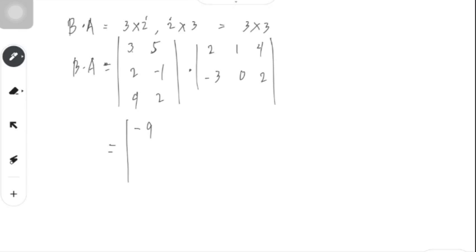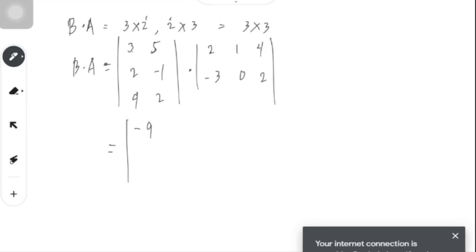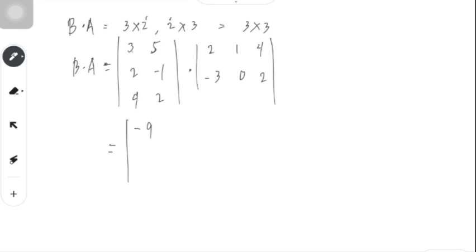Second, still the first row of B, then the second column of the post-multiplier. So what will it be? 3 by 1 plus 5 times 0. So it is 3, sir. 3. Next, 3 by 4 is 12, 5 by 2 is 10. Is it 22? 22, sir. Yes. Next.